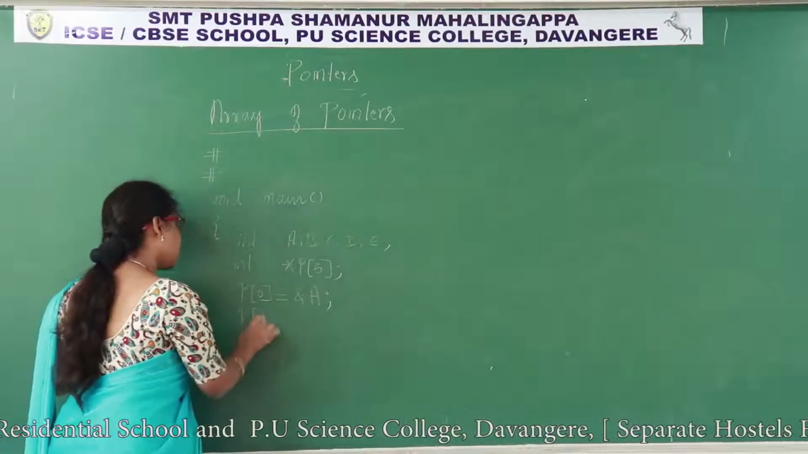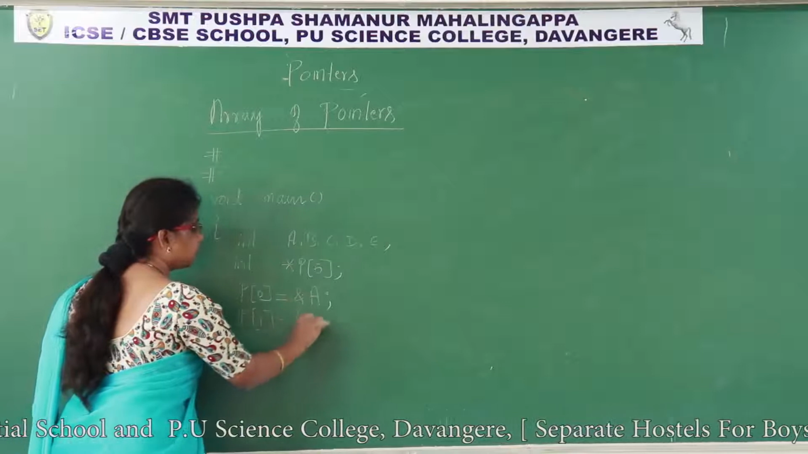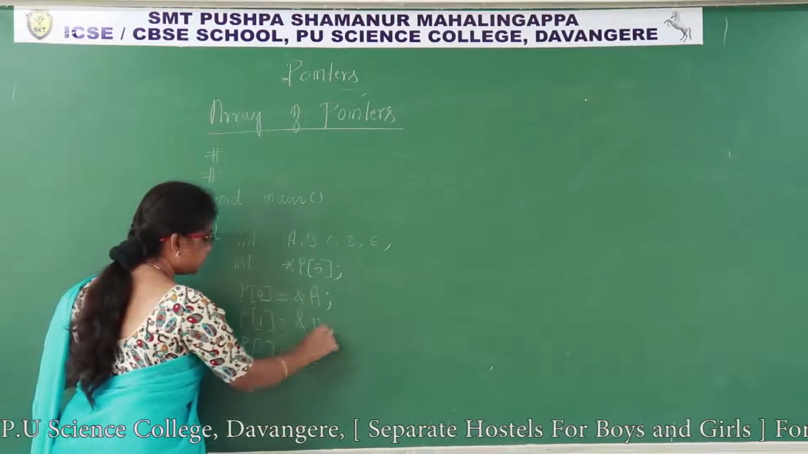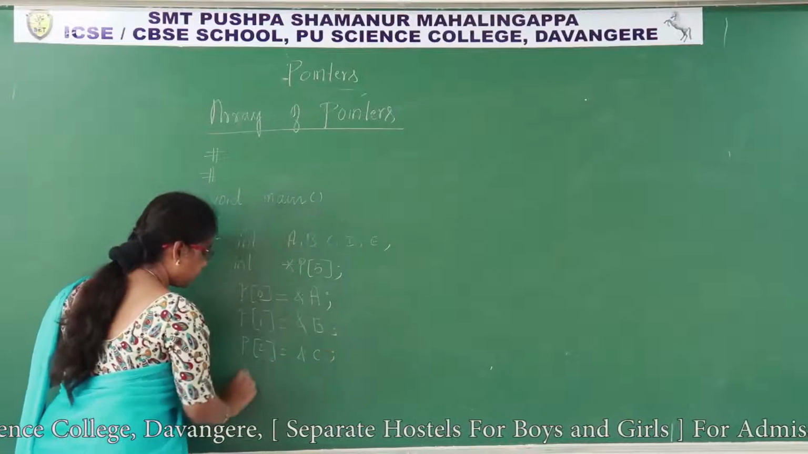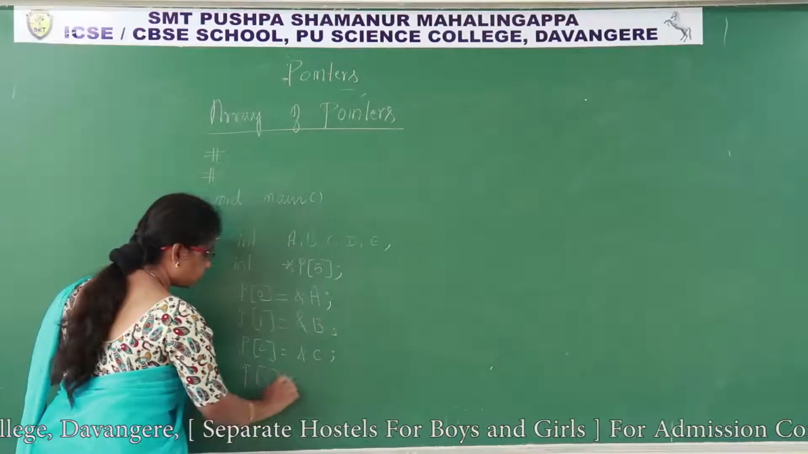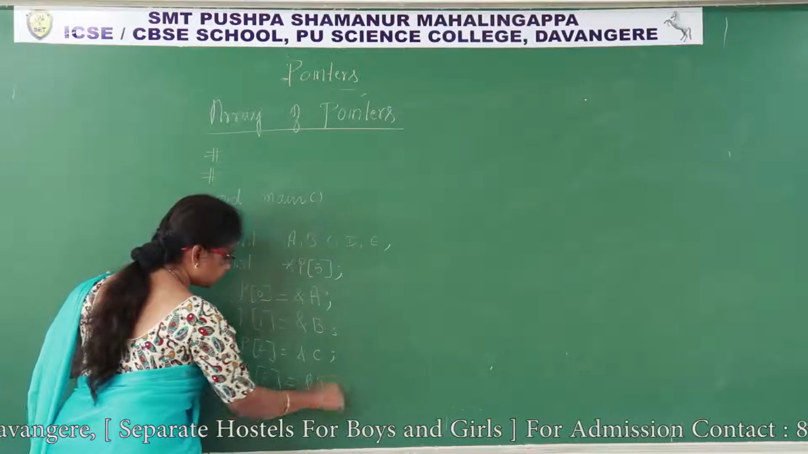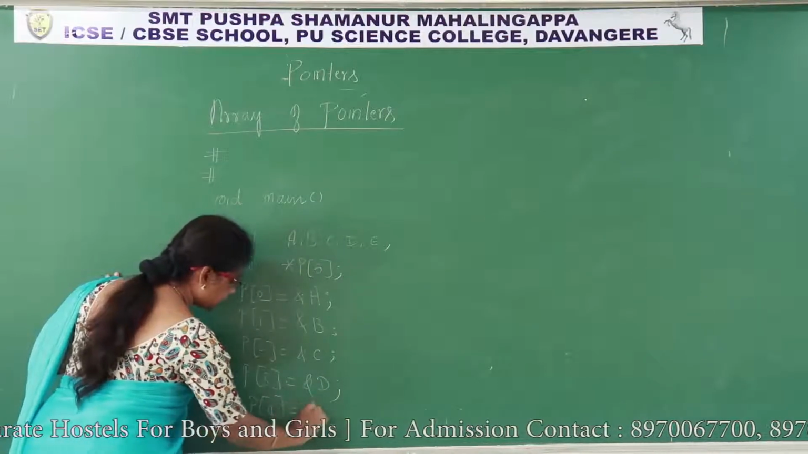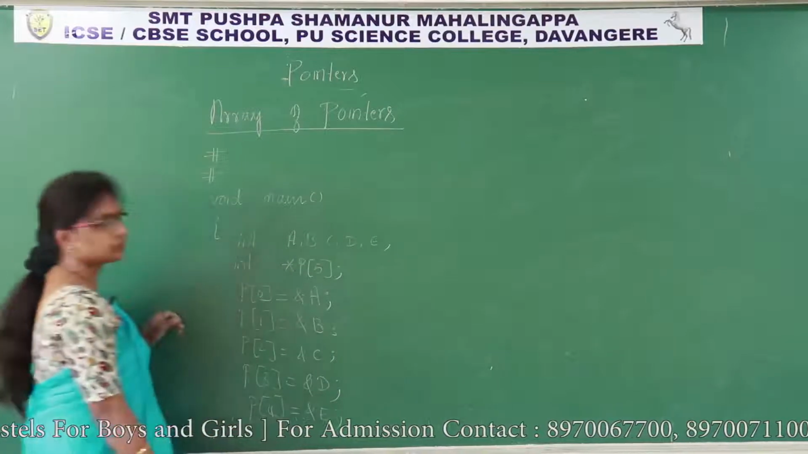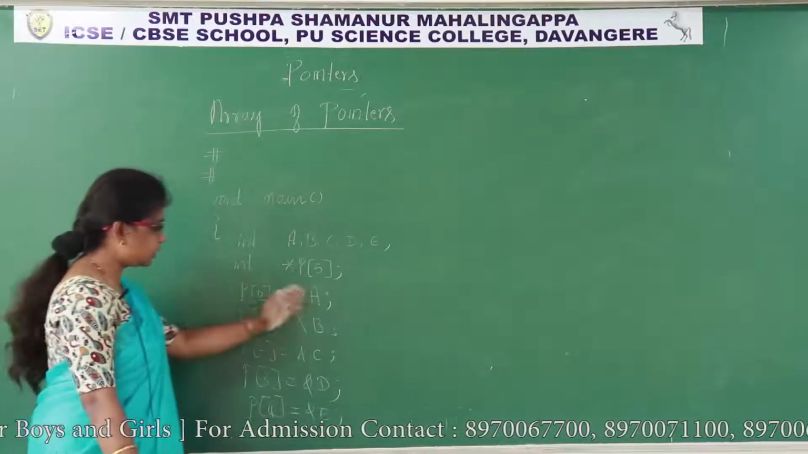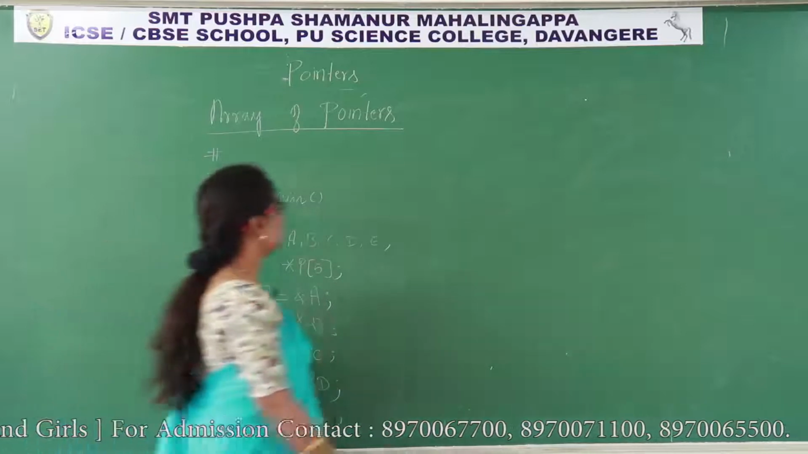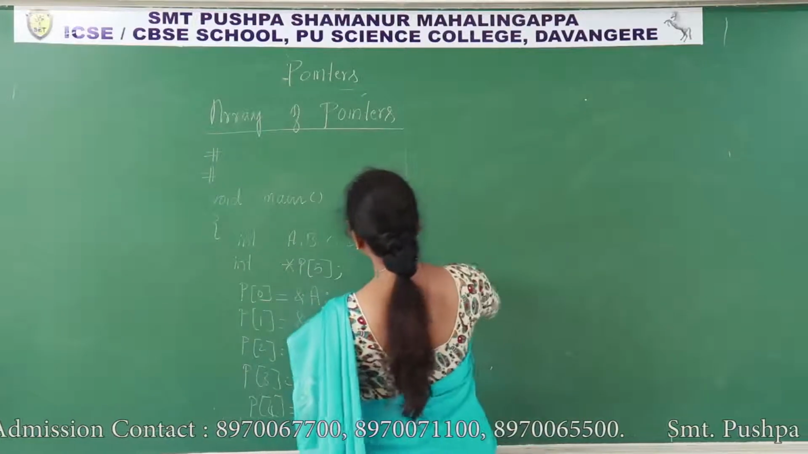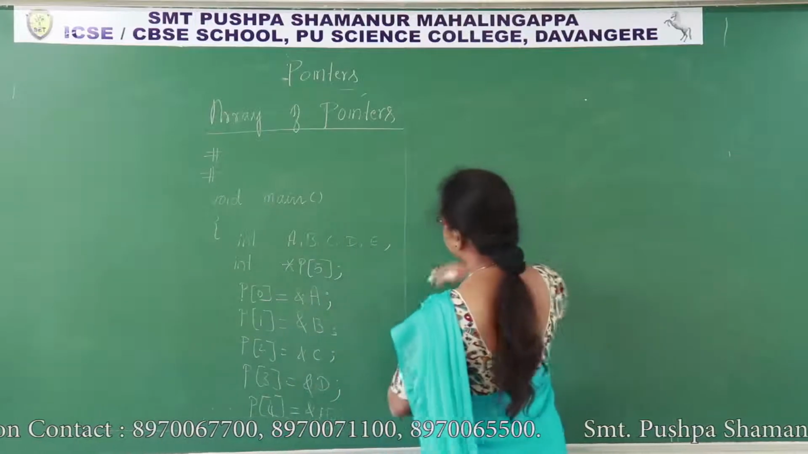P of 1 is equal to ampersand B. P of 2 is equal to ampersand C. P of 3 is equal to ampersand D. P of 4 is equal to ampersand E. So the initialization part is over. Now let us read values into these variables using the pointers.